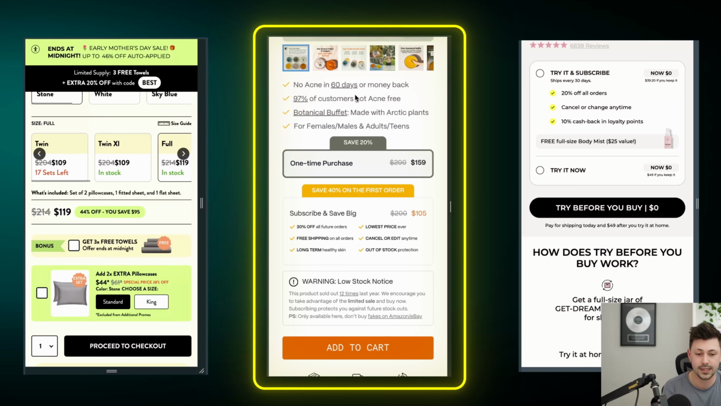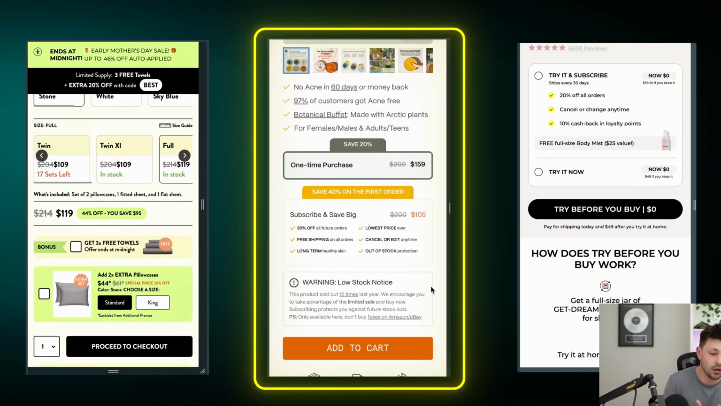No acne in 60 days or your money back. 97% of customers got acne free. And then they also have this incredible offer down here that says save 40% on your first order. And then to create urgency, we have a warning low stock notice here that says this product sold out 12 times last year, right? So now if you're someone that sees that there's zero risk, that there's a massive opportunity to save a lot of money, and then on top of that, that they might not be in stock, so you should probably order now.